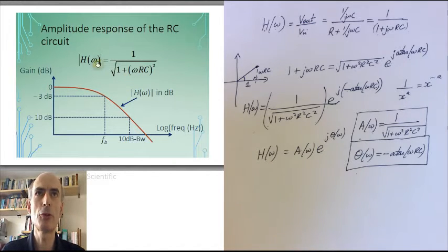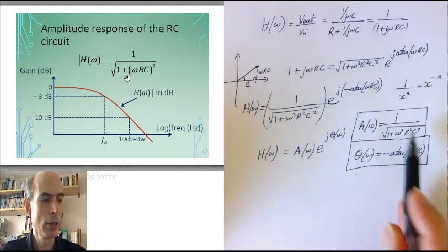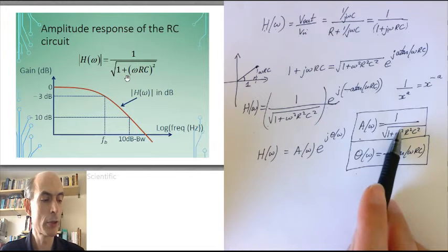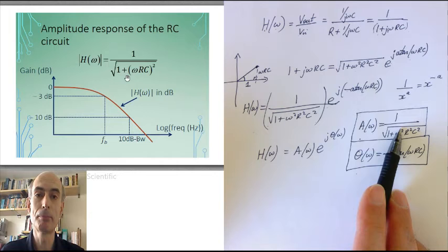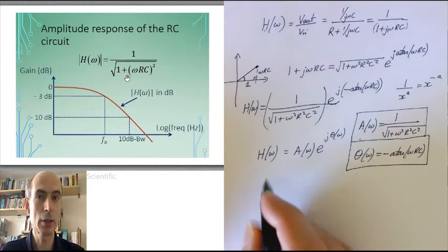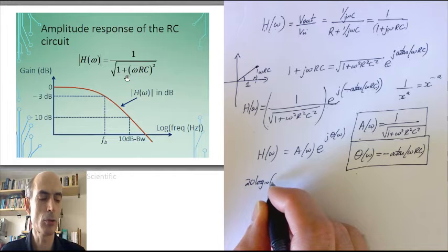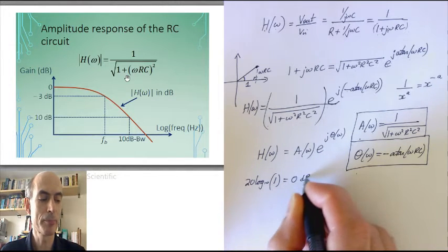And you may be able to see that the maximum possible amplitude gain here occurs where omega is 0, and where omega is 0, the amplitude gain would just be equal to 1. And expressing a gain of 1 in logarithmic terms, 20 log 10 of 1 is just equal to 0.